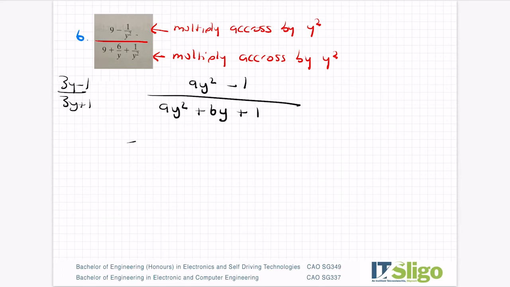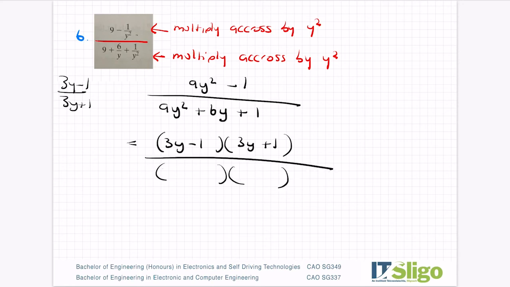This one is the same as before. The top is the difference of two squares. The bottom is the quadratic, where two of these cancel, and of course you get to the same answer. So whichever method you prefer, you can go with that one.